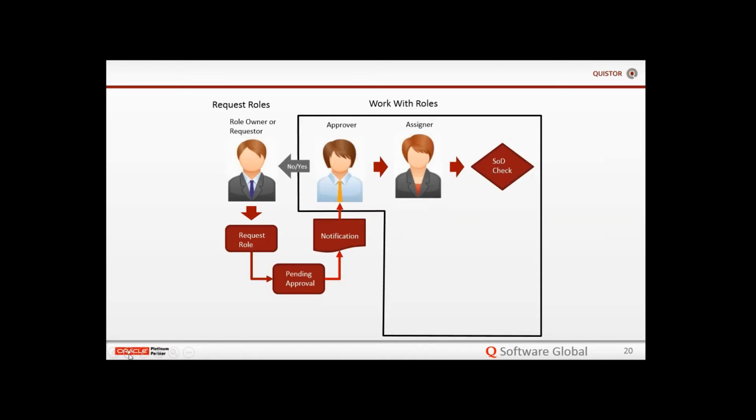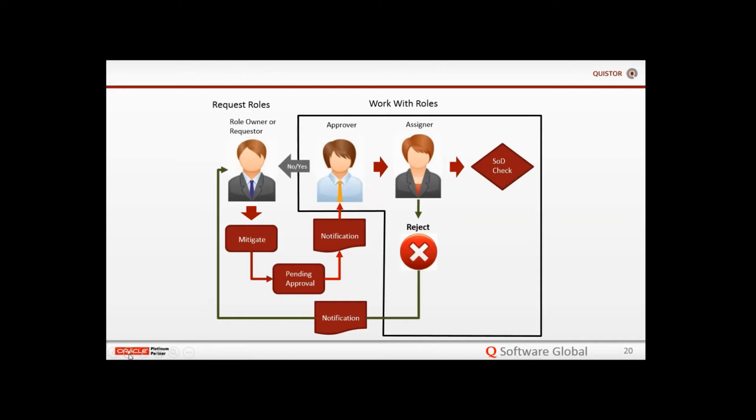Now, if it then fails the SOD check when the assigner does that, you then get a reject message that goes back out through the workflow back to the role owner. The role owner then either has the ability to just not put the request back in, or to mitigate that request and put it back into the system. Obviously, it goes back into the system, it goes back to pending approval, it goes through the workflow to the approver. The approver then sends it over to the assigner, who then reruns the SOD check.